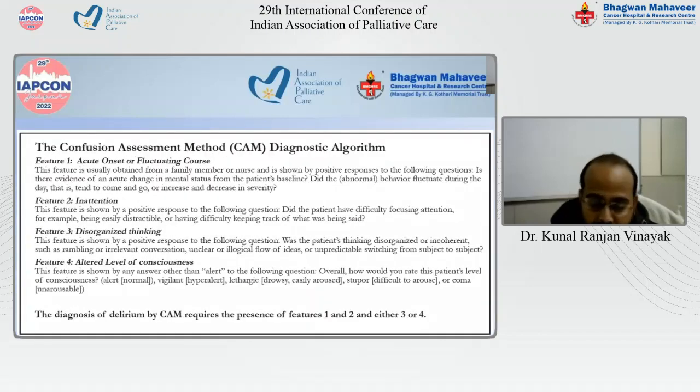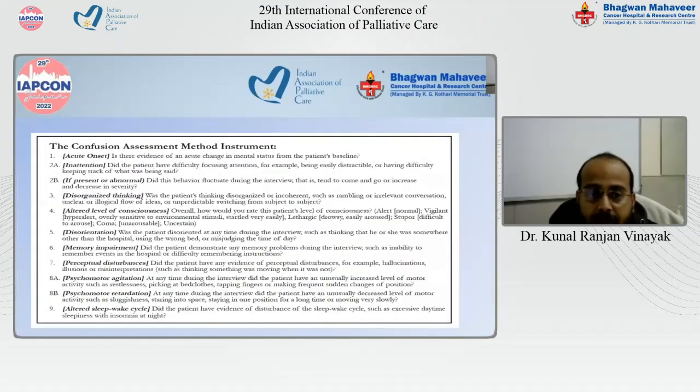Acute onset can be assessed by acute change in mental status from the patient's baseline. Inattention can be tested by difficulty in focusing attention, like the patient being easily distractible or having difficulty keeping track of what was being said. If present or abnormal, does this behavior fluctuate during the interview? That is, tend to come and go or increase and decrease in severity.